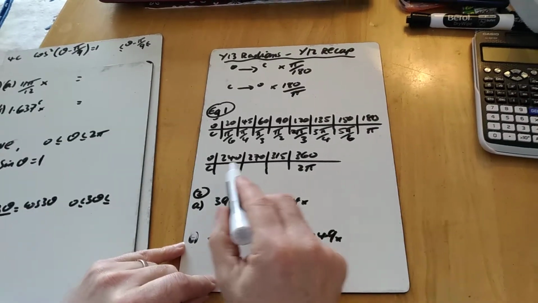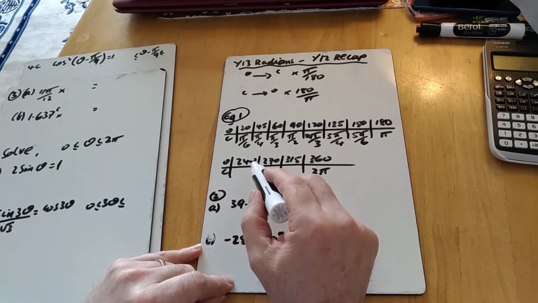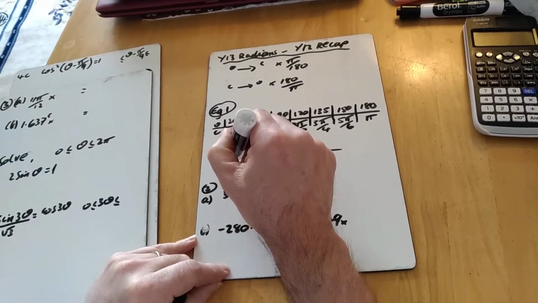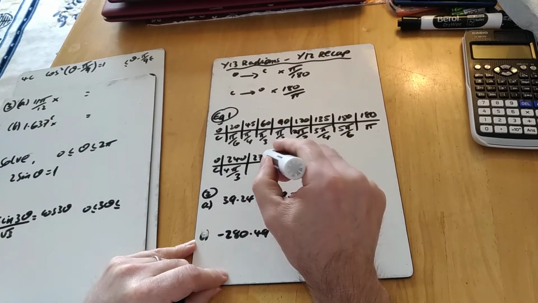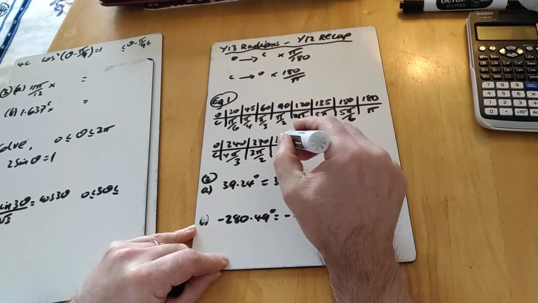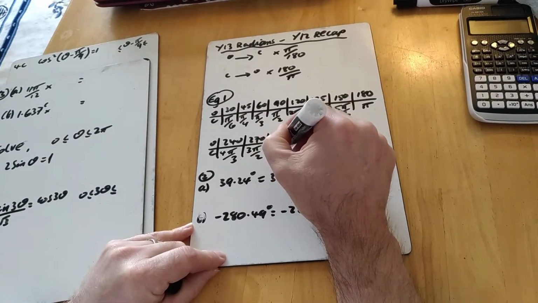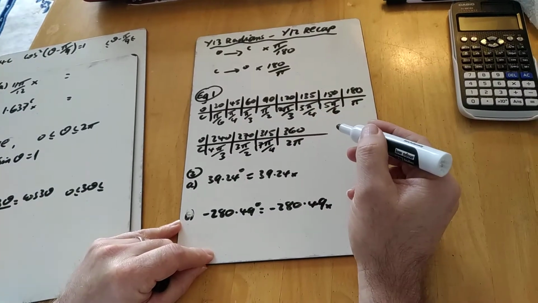To go beyond 180, we've got top heavy fractions, so 240 is 4 lots of 60, 4 pi over 3. 270 is 3 lots of 90, 3 pi over 2. And 315 is 7 lots of 45, obviously, 7 pi over 4. And then 360 is 2 pi.